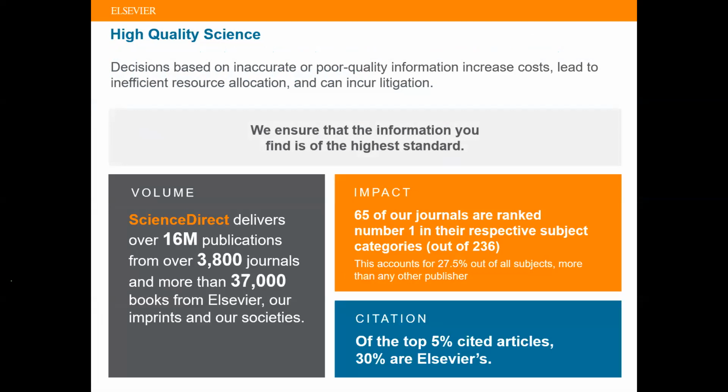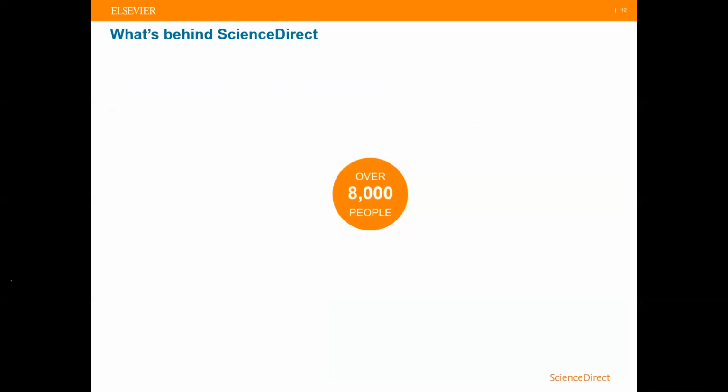So as a result, ScienceDirect has over 16 million publications and journal articles from over 3,800 journal titles and from more than 37,000 books from Elsevier. 65 of our journals are ranked number 1 in their respective subject categories out of 236, and this accounts for about 27% of all subjects. Globally, of the top 5% most cited articles, about 30% come from Elsevier.